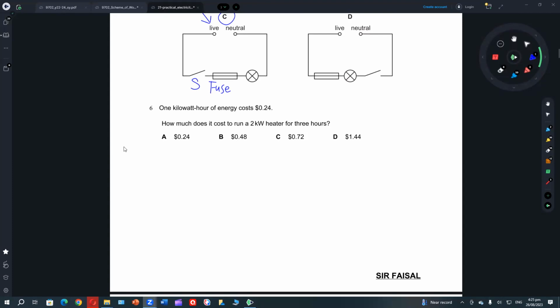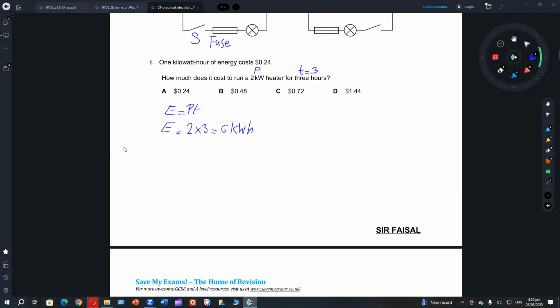See, 1 kilowatt hour of energy cost 0.24. How much does it cost to run a 2 kilowatt heater for 3 hours? They have given us the power. They have given us the time in hours. So what is the formula? Energy is equal to power into time. So I have a 2 kilowatt heater and I'm running it for 3. It is 6 kilowatt hour. Do the calculation with me. And what is the ratio? 1 kilowatt hour is costing $0.24.